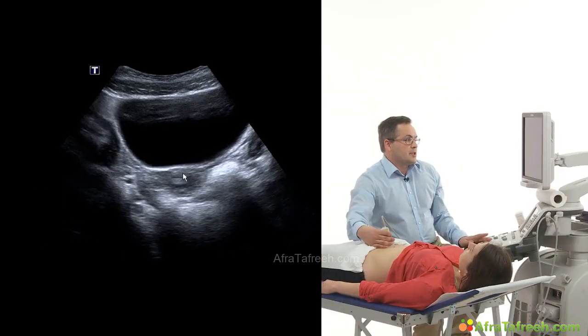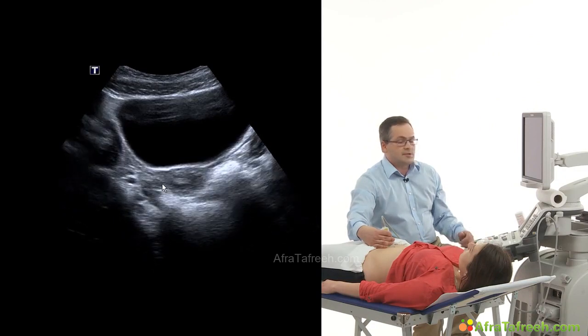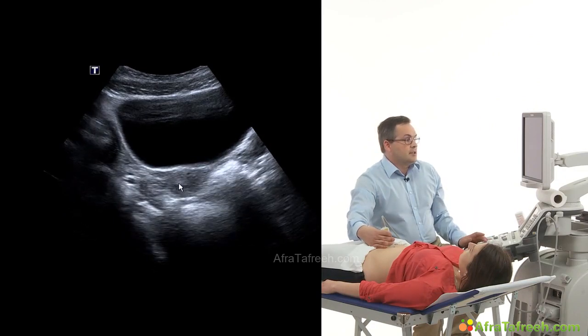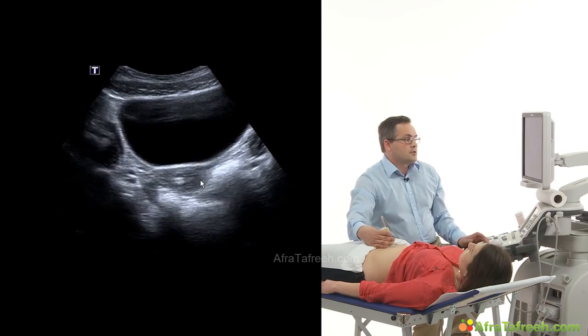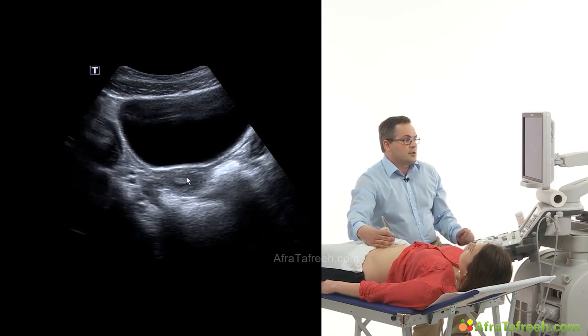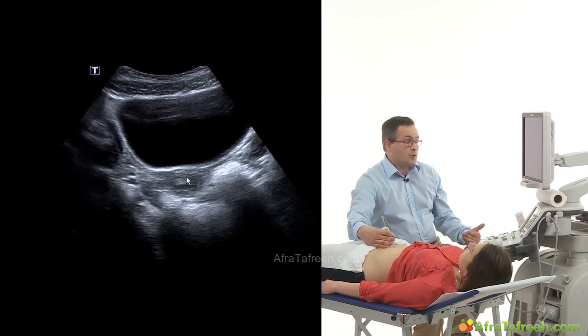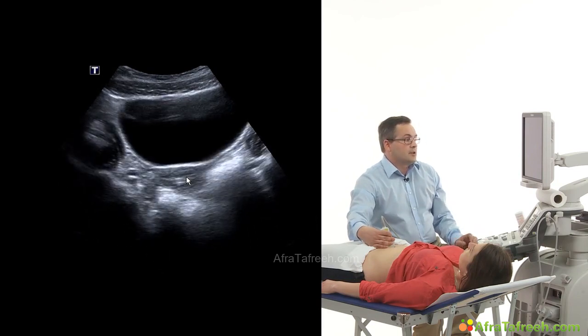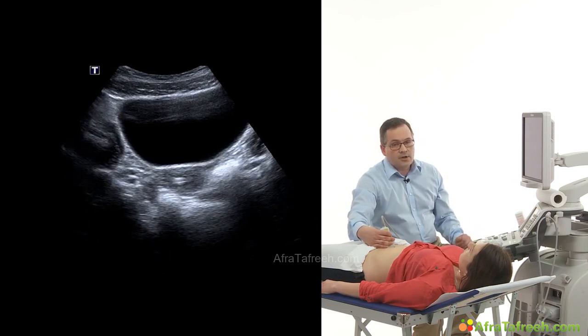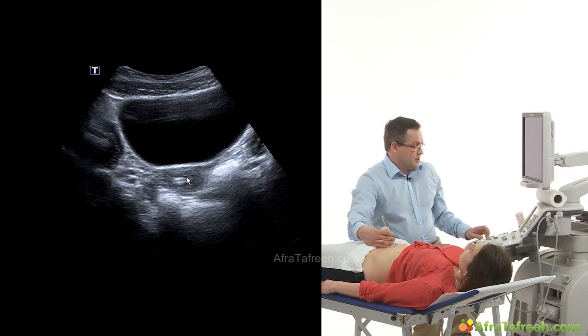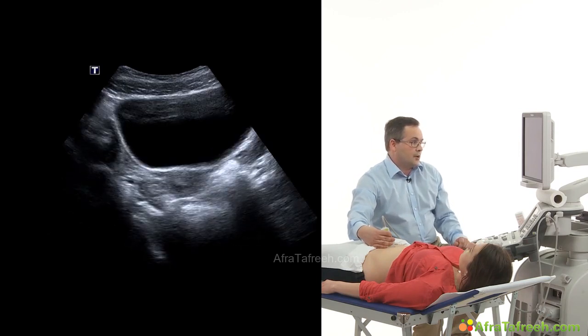We can see the outer layer of the uterus, which is hypoechoic, it's the muscle layer, and the inner portion of the uterus is with increased echogenicity, it's brighter, and in this particular case we have a strong echo in the uterus because of an intrauterine device, a contraceptive coil over here.